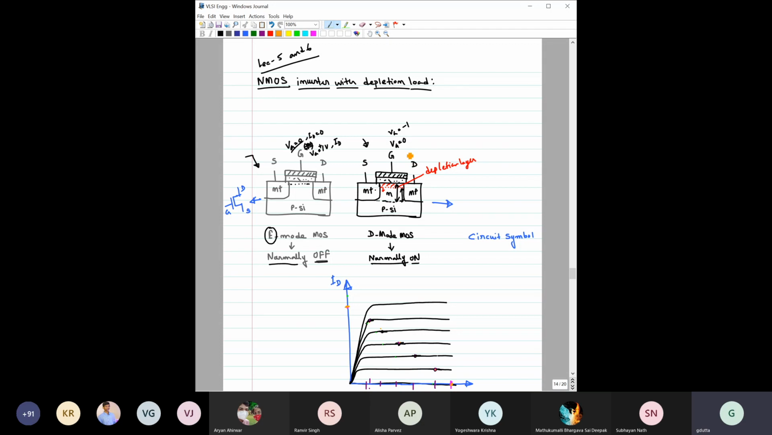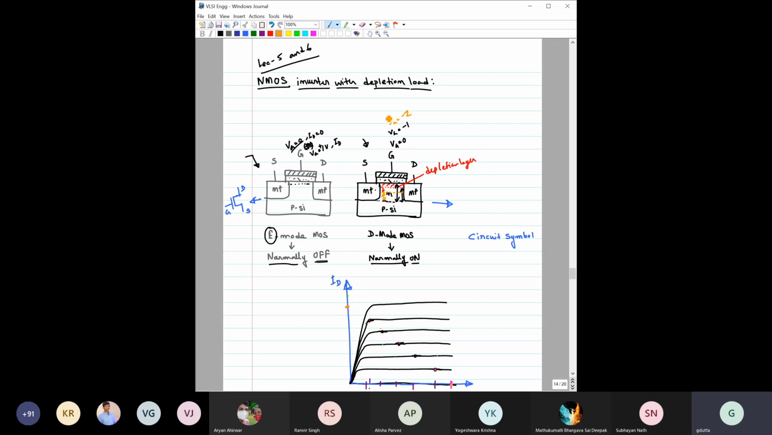Now further, if you increase this gate voltage, say Vg equal to minus 2 volt, then this depletion region will further extend, right? And that basically shrinks your channel thickness. That means your current will further reduce, right?